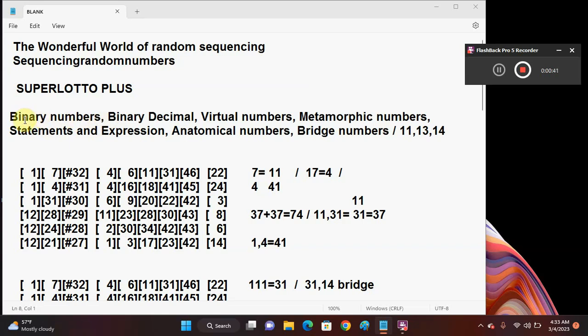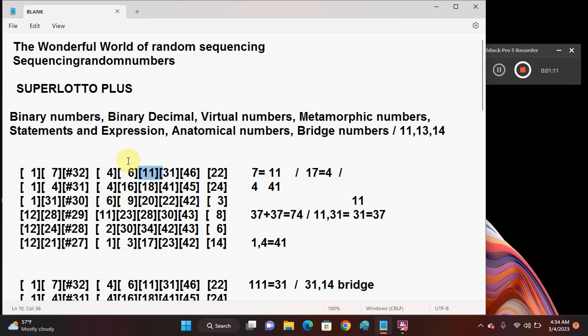The binary numbers. Now, binary numbers could be sequenced in Super Lotto, roulette, and other forms of lottery. For instance, binary numbers like this one right here, as you can see right there, that could be 11. In other words, 1 is 11. That could be a binary number.